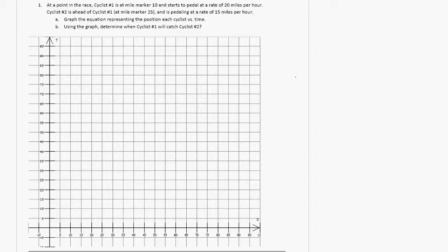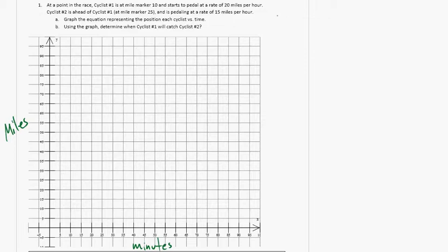Now the first part of this problem is to graph the equation representing the position of each cyclist versus time. And some genius has already labeled this graph for us, so I presume the bottom, the x-axis, is supposed to be minutes based on those times, and the y-axis is supposed to be miles, or the mile markers, or something like that. Alright, well, it's worth taking 2 or 3 seconds here to write some equations.